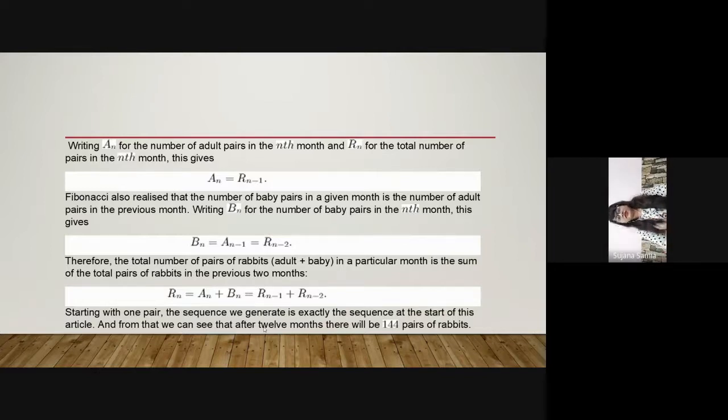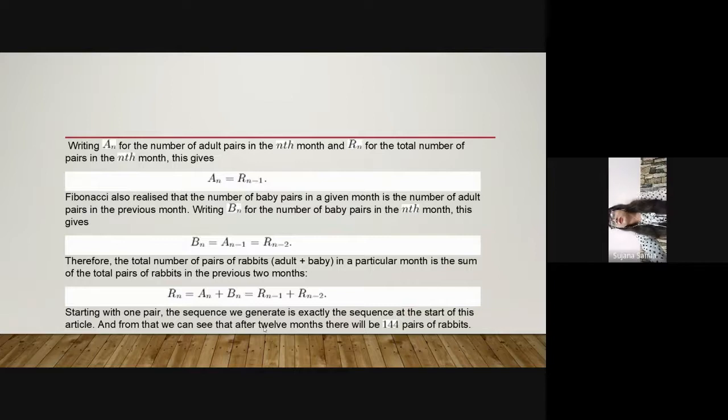Next, we can describe it by Fibonacci's numbers, writing a_n for the number of adult pairs in the nth month and r_n for the total number of pairs in the nth month. This gives a_n is equal to r_{n-1}. And next we can also find the same relation: b_n is equal to a_{n-1} is equal to r_{n-2}.